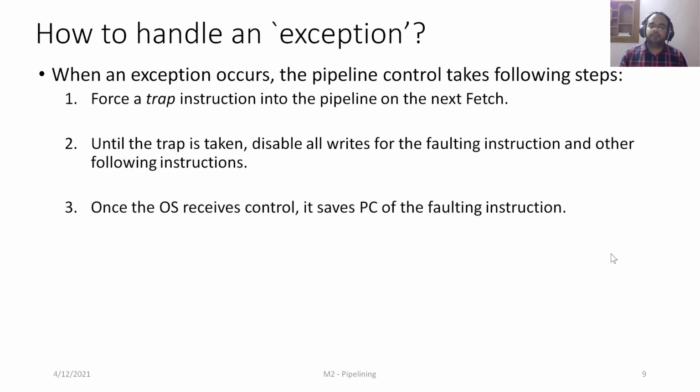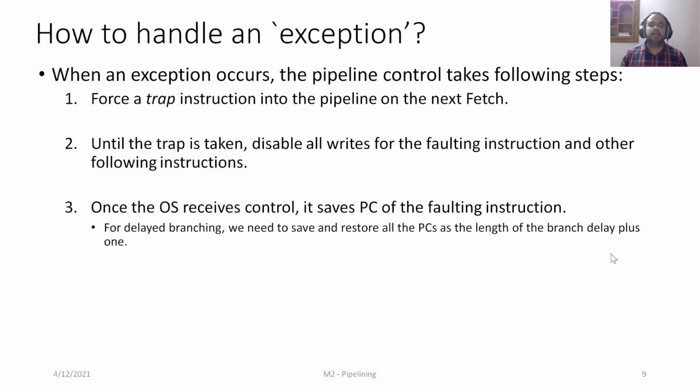Now, after that, the pipeline control will signal the OS saying that its help is needed, right? The OS will come into the picture. It will save the PC of the faulting instruction.